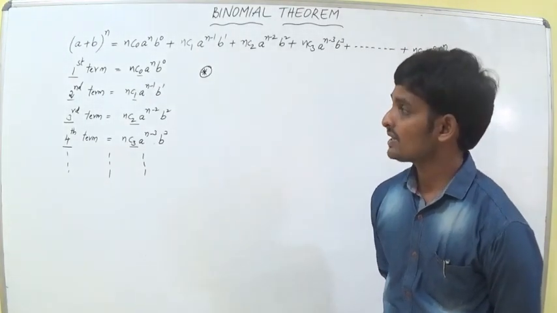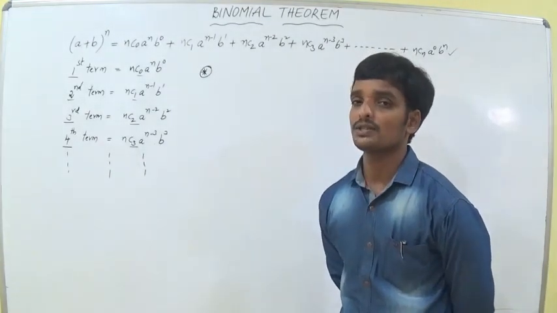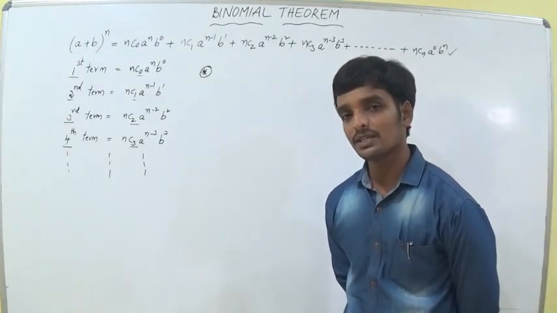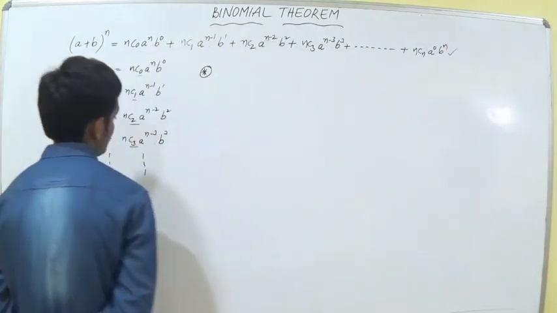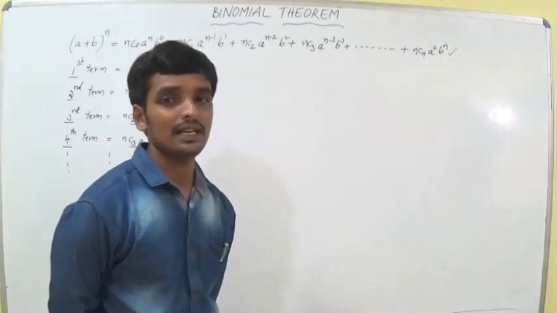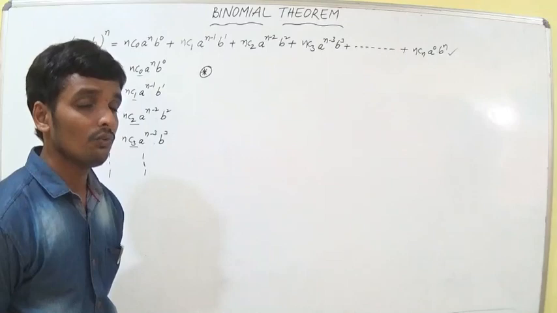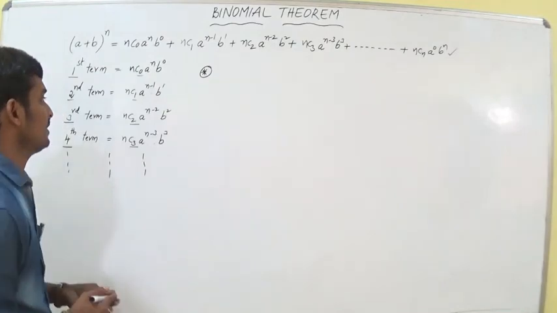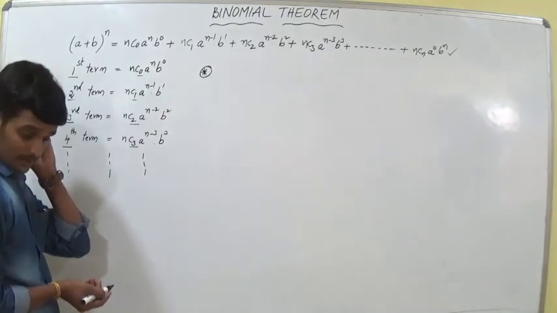How is it, sir? For example, first term: 1 minus 1 is 0. Second term: 2 minus 1 is 1. Third term: 3 minus 1 is 2. Fourth term: 4 minus 1 is 3. That means the suffix of C is 1 less than the number of the term. And the powers of a: if you observe, the powers of b are equal to the suffix of C.